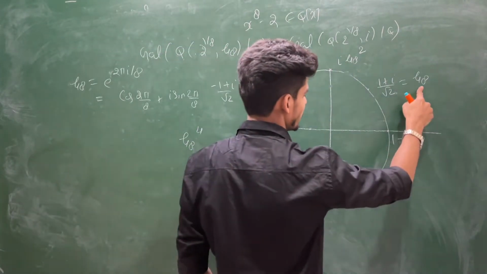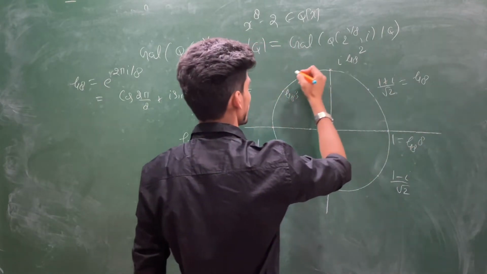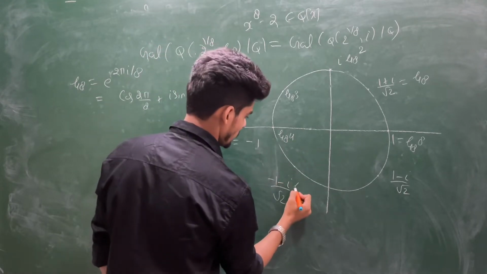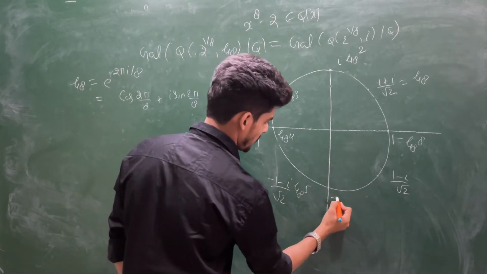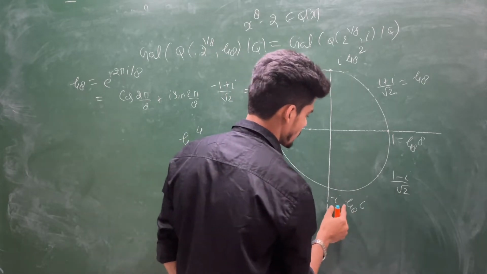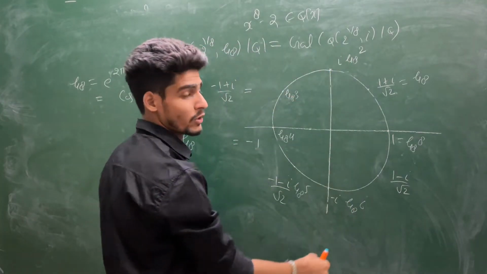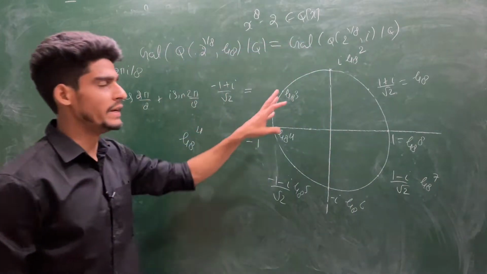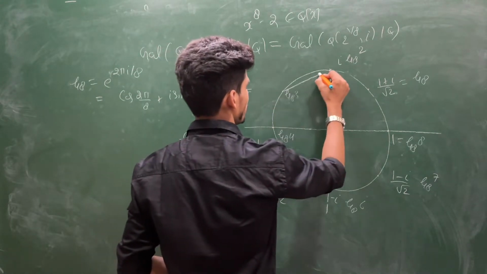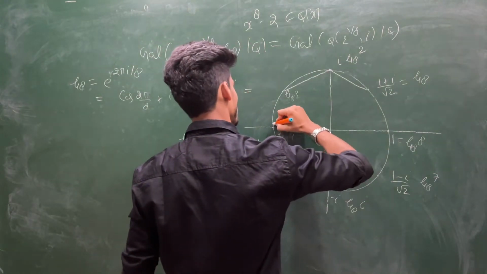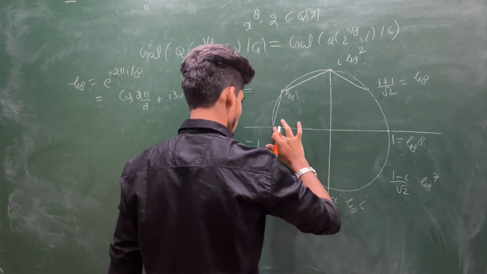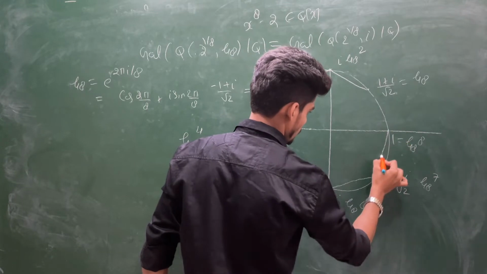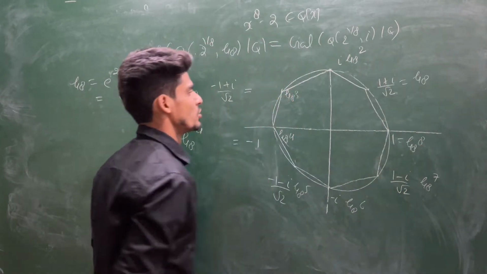So this is zeta 8 power 8, this is zeta 8, this is zeta 8 square, this is zeta 8 cube, this is zeta 8 power 4, this is zeta 8 power 5, this is minus iota, which is zeta 8 power 6. This you can think of as a reflection of this element about the x-axis, and this is the zeta 8 to the power 7 element. If you join them, you are actually having this octagon.